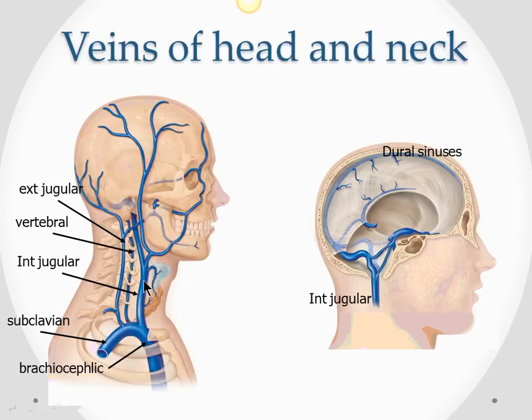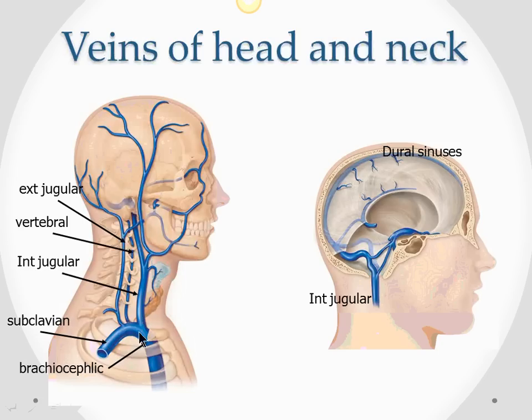It lies with the common carotid. So instead of common carotid, the vein is called internal jugular. And then we also have an external jugular, which is a more superficial vein. This internal jugular joins the subclavian vein. So the subclavian vein is going back. It will come all the way from the arm, from the upper limb, and we'll see that. First you'll have the radial and ulnar veins, and then the brachial and then axillary, and that will become subclavian.